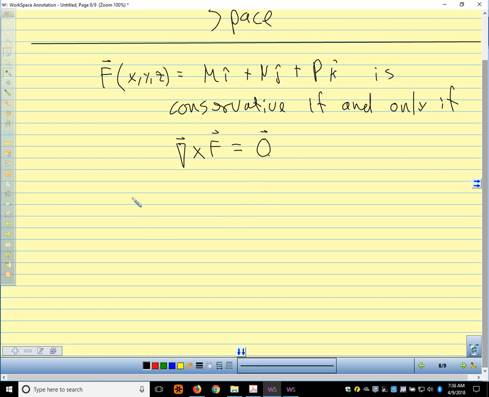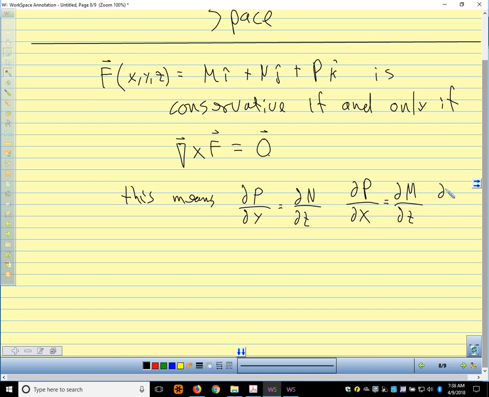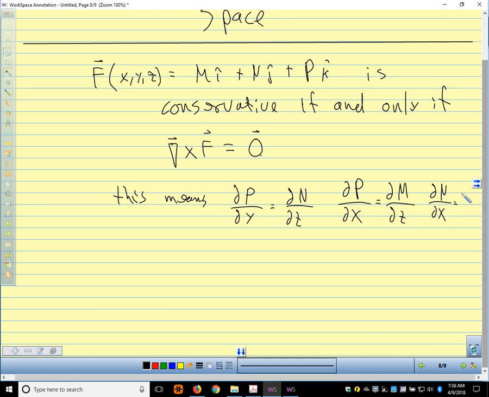And this is equivalent to, this means the partial of p with respect to y equals the partial of n with respect to z. The partial of p with respect to x equals the partial of m with respect to z. And the partial of n with respect to x is equal to the partial of m with respect to y. And these all have to be true because of the equivalence of mixed partials.